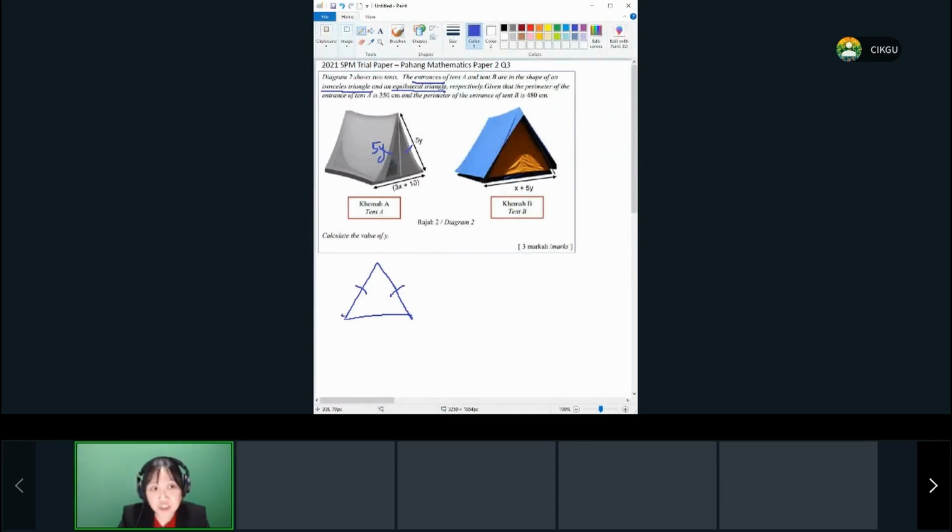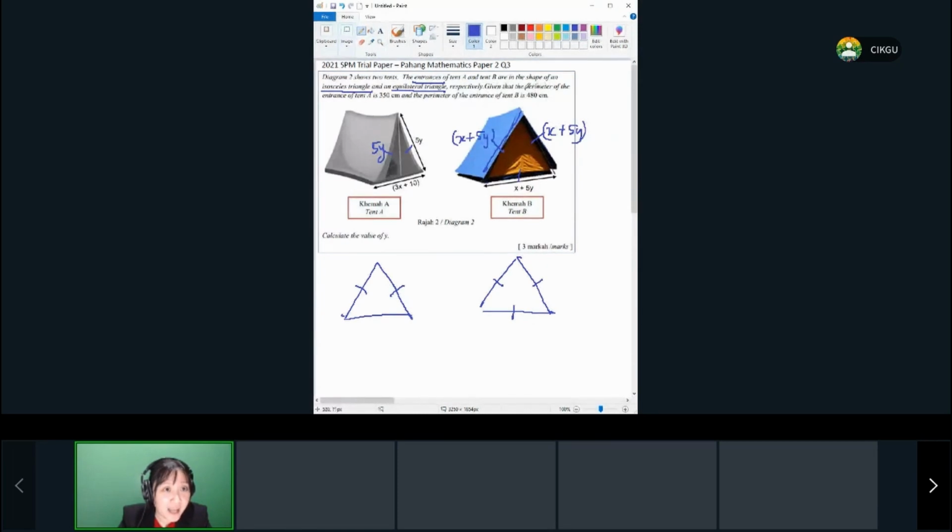10B is an equilateral triangle. Recall, equilateral means all three sides are equal. That's why equilateral, equal. All three sides equal. So you see they give you one side already, automatically you know the other two sides must also be the same: x plus 5y, x plus 5y. So what do they say?